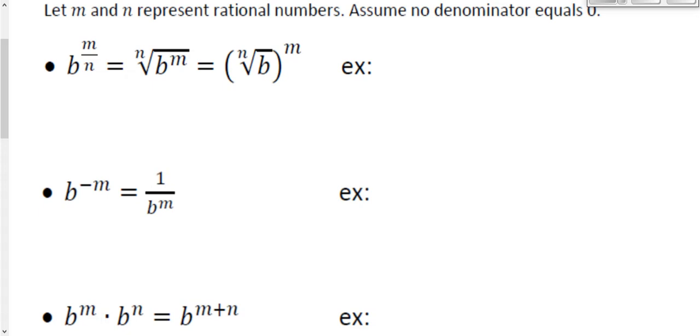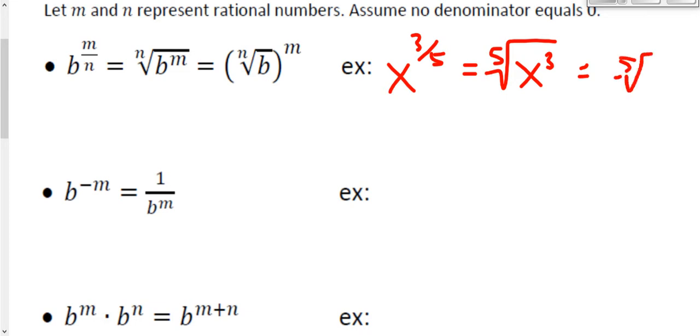So let's go ahead and take a look at an example of this with numbers. So let's say I have x to the 3 over 5 power. That means that the 3 is in the numerator, so that's what I'm raising x to. That's the exponent of x. And the 5 in the denominator, that's the root. So I'm going to be taking the 5th root of x to the 3rd power. Now remember, either one of those could happen first, so it could also be expressed as the 5th root of x, raised to the 3rd power. Either way, it's exactly the same.